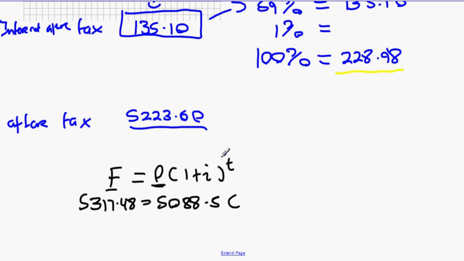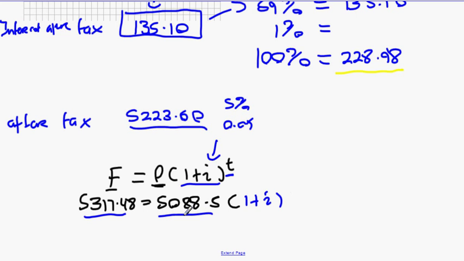This 1 plus I represents your interest. I is your interest in decimal form. So if, for example, it was 5%, it would be 0.05. So we're going to say 1 plus I, and we only did this for 1 year, to the power of 1. And the power of 1 doesn't matter. Okay. Next, we're going to divide this number here by this number here, because we want to get the 1 plus I on its own.